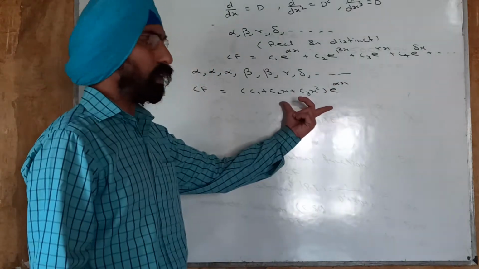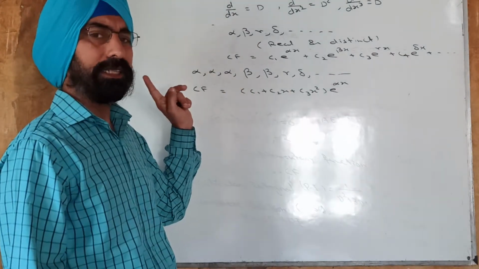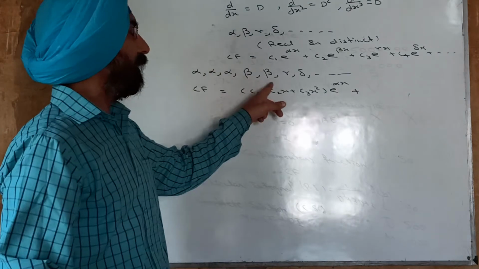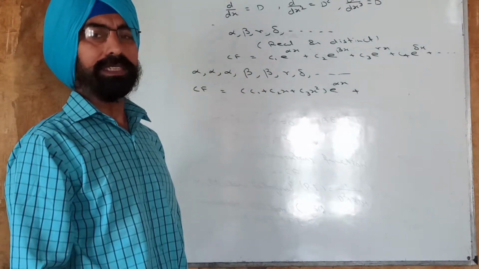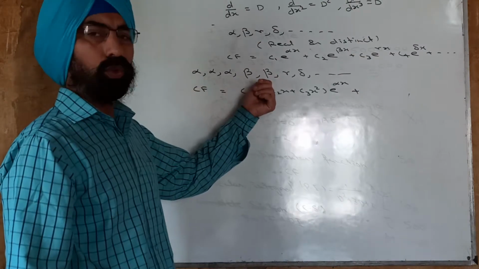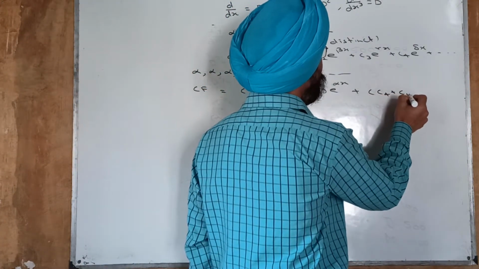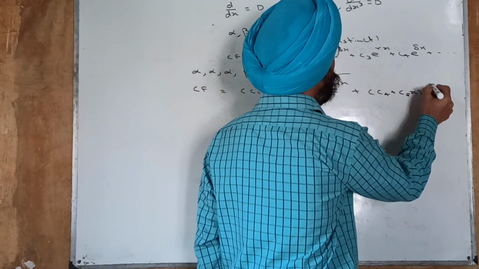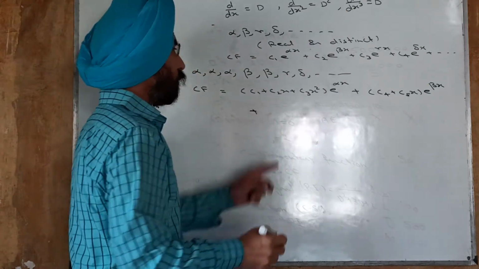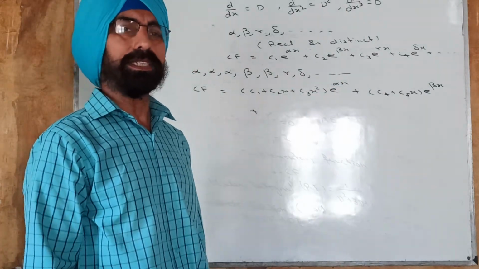This is the part of the complementary function due to this root alpha whose multiplicity is 3. Now this root beta is occurring here 2 times, its multiplicity is 2. So the part of the complementary function due to beta will be (C4 plus C5x) into e raised to the power beta x.